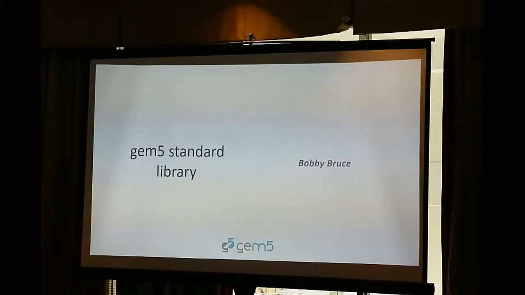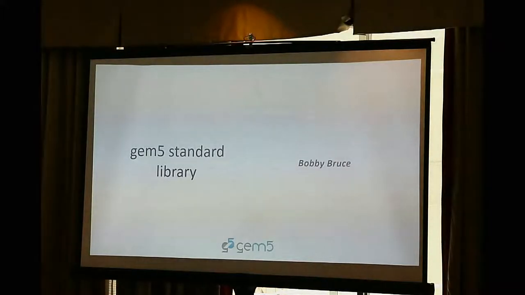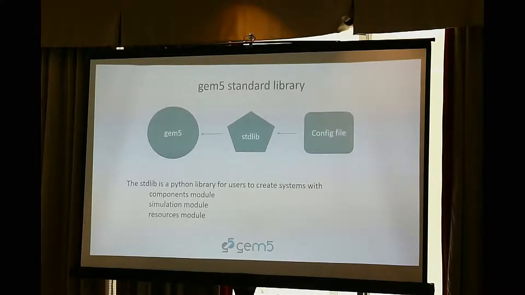So when I first joined the gem5 project, if you wanted to implement a simulation of any complexity, it would take hundreds and hundreds of lines of Python code. And essentially, having been thrown straight into this project, I kind of thought maybe we could do stuff a little bit better, and that inspired the standard library concept. We think of it as having three things: a components module, a simulation module, and a resources module. They all aim to take away boilerplate and help you create gem5 simulations in tens of lines, not hundreds of lines.